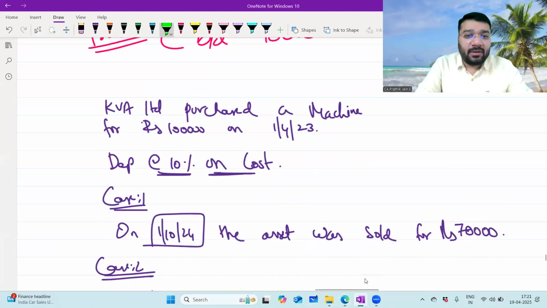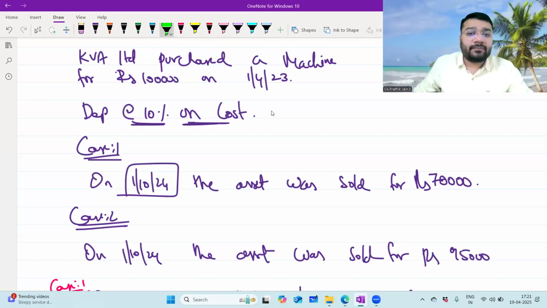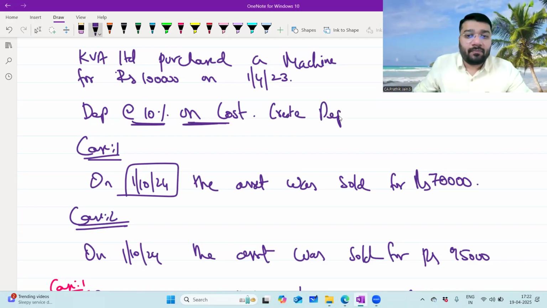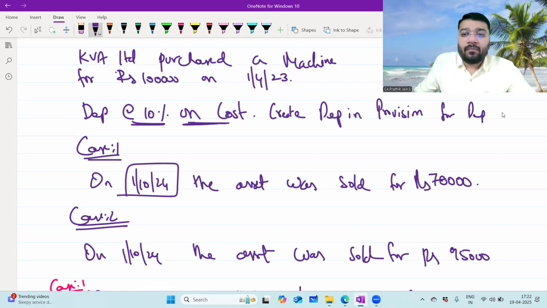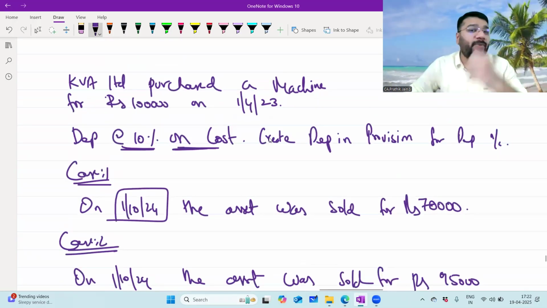Now, coming back to the same question, please note it down. KB Limited purchased a machine for rupees 1 lakh on 1/4/23. Depreciation 10% on cost. There's a small twist in the question. KB Limited purchased a machine for rupees 1 lakh on 1/4/23. Depreciation at 10% on cost.